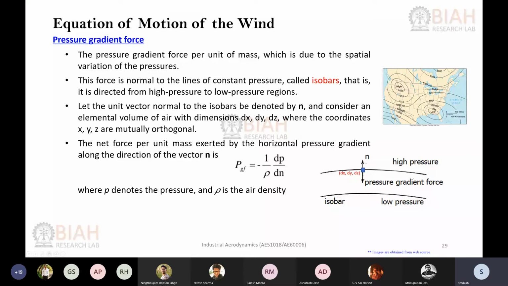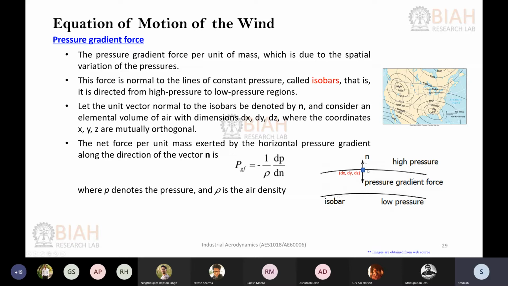Now, when you move from one isobar to the other, you can see there is a change in the pressure. Due to this change, or the presence of the pressure gradient, the air molecule will experience certain forces. It is quite obvious that it will move from higher pressure to lower pressure. That is what the pressure gradient force is: the air molecule experiences this force and moves from higher pressure to lower pressure.